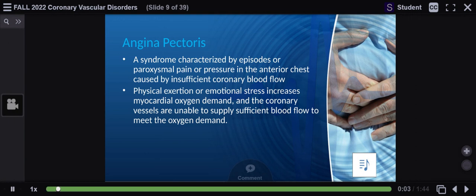So let's go ahead and start talking about angina pectoris or angina, however you want to say it. Angina pectoris is a clinical syndrome usually characterized by episodes or paroxysms of pain or pressure in the anterior chest. The cause is insufficient coronary blood flow resulting in a decreased oxygen supply when there is increased myocardial demand for oxygen in response to physical exertion or emotional stress. In other words, the need for oxygen exceeds the supply.